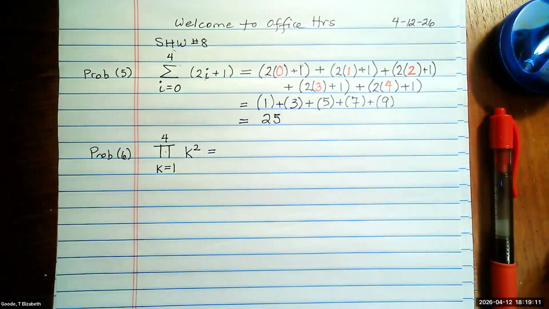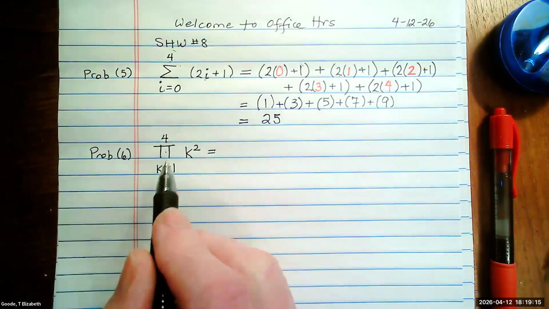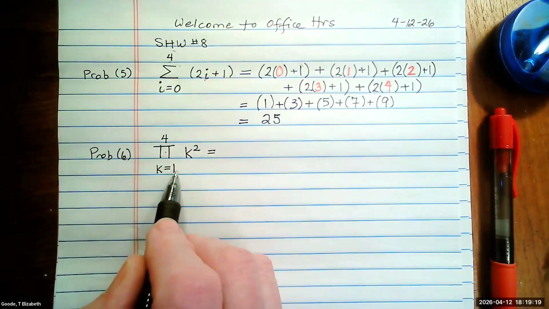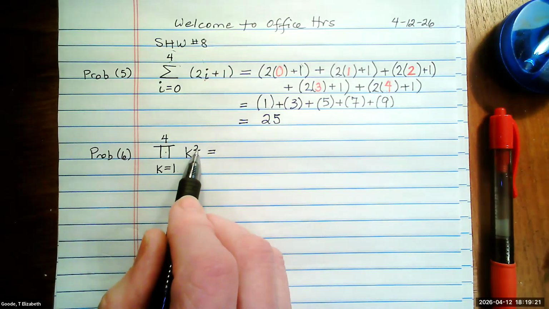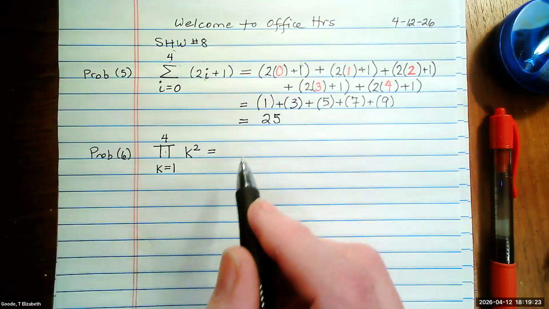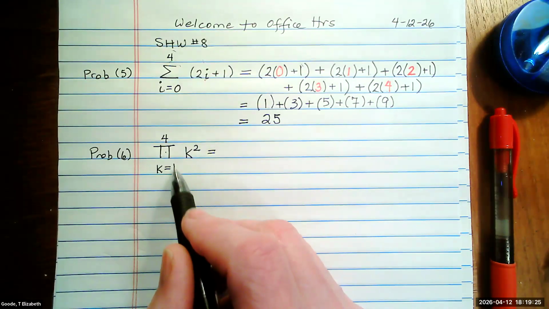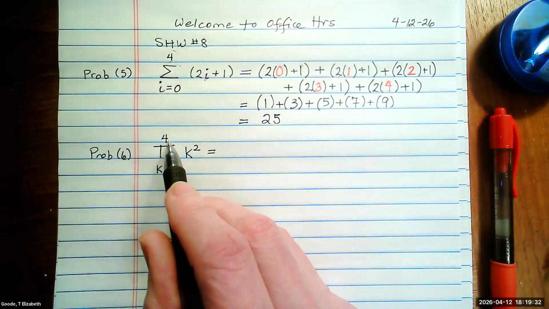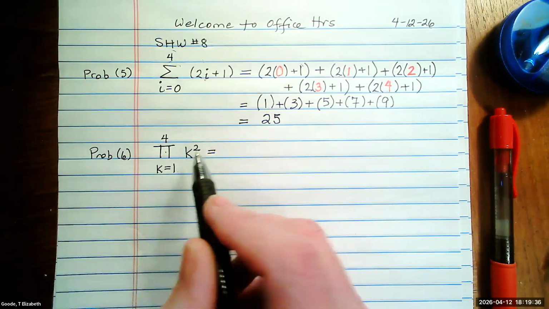The product from k equals 1 to 4 of k squared. Perfect.